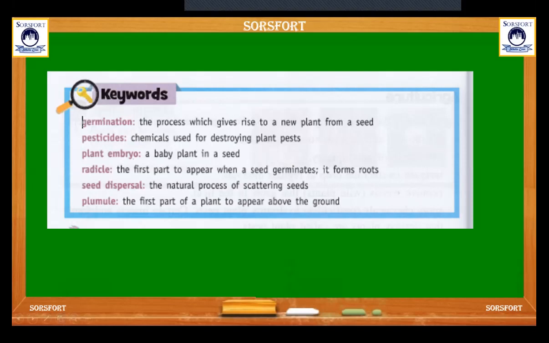Then come to pesticides, chemicals used for destroying plant pests. Then what is a plant embryo? A baby plant in a seed. Radicle, as I told you before, is the first part to appear when a seed germinates, and it forms roots. Then seed dispersal. What are the ways of seed dispersal? Different ways, as we know, by wind, animals, explosion and water. The natural process of scattering of seeds is called seed dispersal. And plumule, the first part of the plant to appear above the ground.